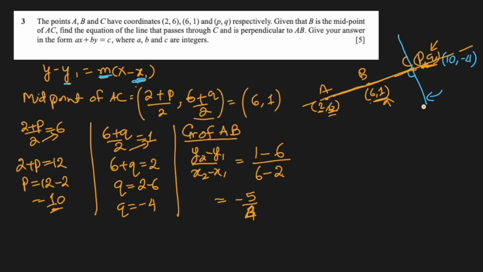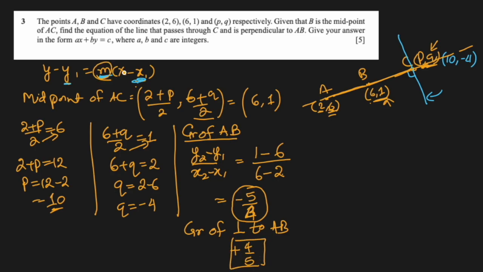We want the gradient of the blue line. Gradient perpendicular to AB will be the negative reciprocal of what we got here, which is positive 4 over 5. That is the gradient. Now we know this m as well. So let's find the equation now by substituting. y is a general point, so y minus y1, we got it, negative 4, equal to m, 4 over 5, we just found out, x minus x1, which is 10.